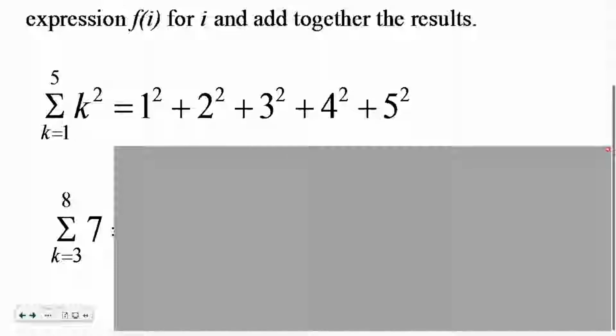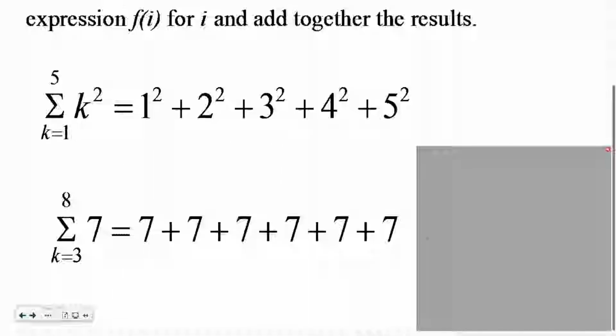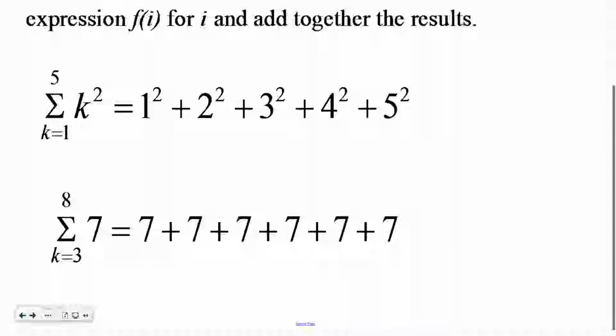Now the sum from k equals 3 to 8 of 7. 3, 4, 5, 6, 7, 8. Okay, so we plug in 3 to get 7. We plug in 4 to get 7. We plug in 5 to get 7. Do you see a k? No, you don't see a k. So it's just that same number. Okay, our output is 7.